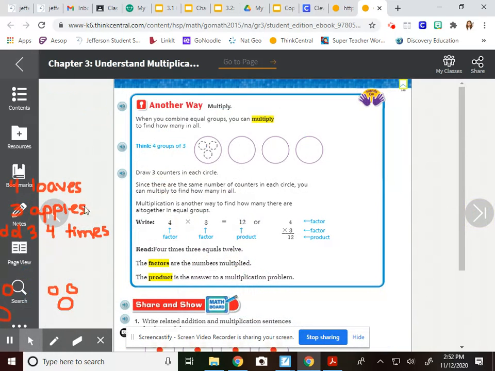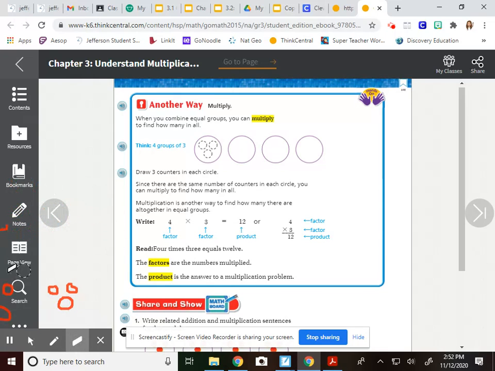On the next page, we have some vocabulary words that we need to know for lesson 3.2. The first vocabulary word is multiply. When you combine equal groups, you can multiply to find how many in all. So using the same word problem, Tamika's making 4 loaves of bread and needs 3 apples for each loaf. We can continue to make 4 equal groups of 3. So we can fill these counters in. So there's 4 groups, 3 in each group, 4 loaves of bread, 3 apples for each loaf.